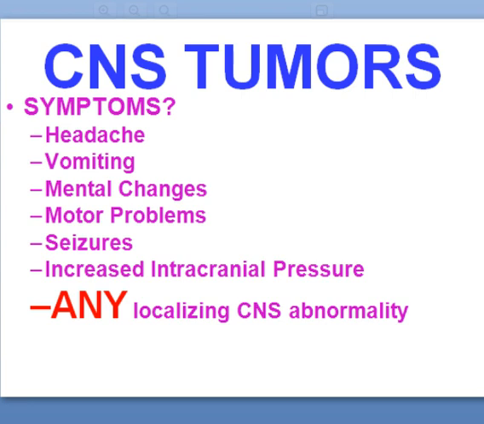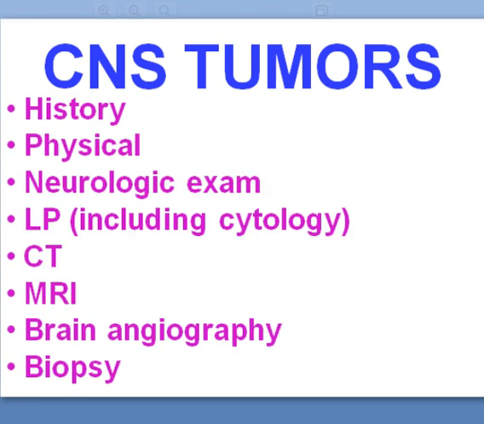You take a history, you do a physical, you do a neuro exam. A good neuro exam is so crucially important. You do a lumbar puncture. Of course, if you expect that there's increased intracranial pressure, you may not do a lumbar puncture because you don't want to herniate the cerebellum through the foramen magnum. So that would, of course, be a thing you'd have to determine another way.